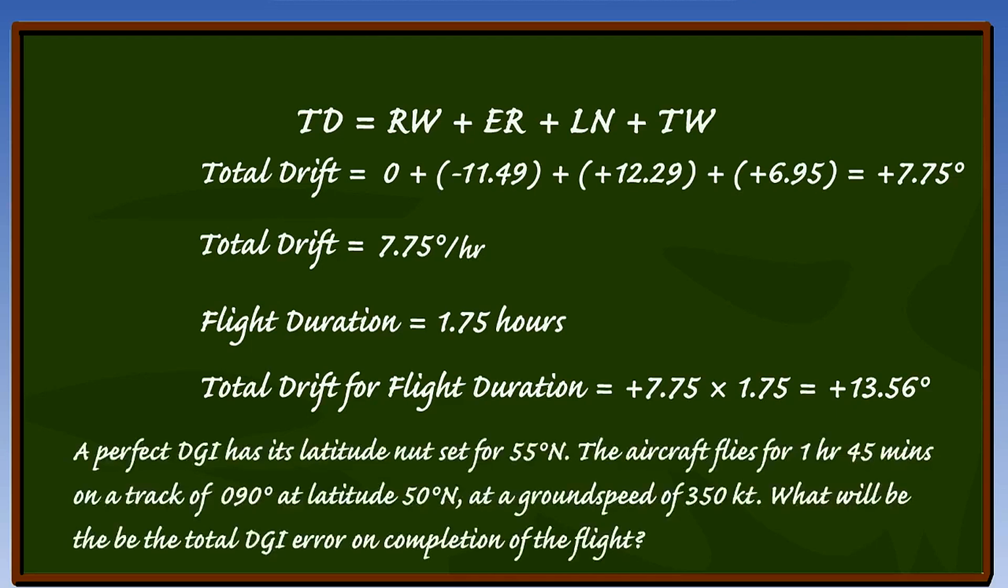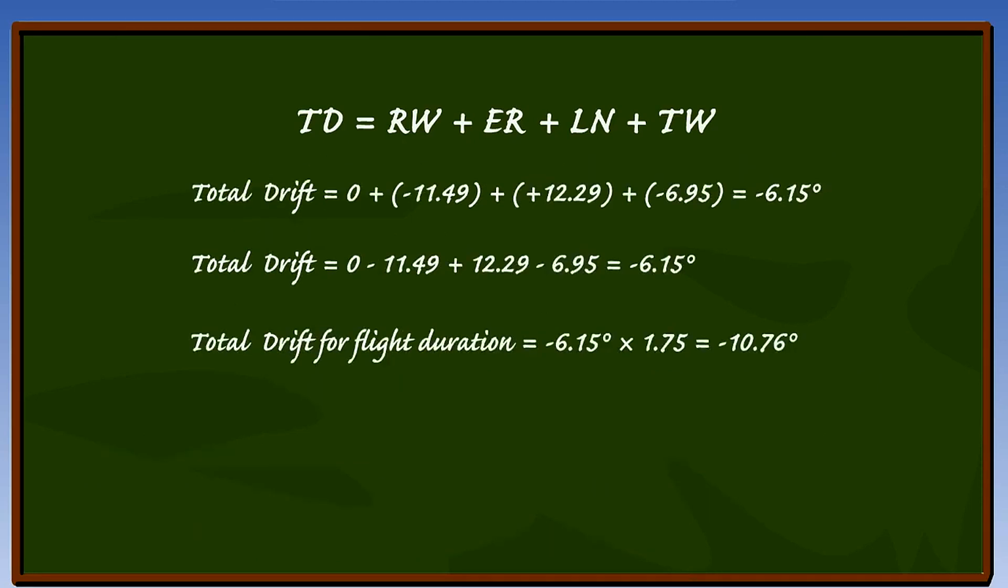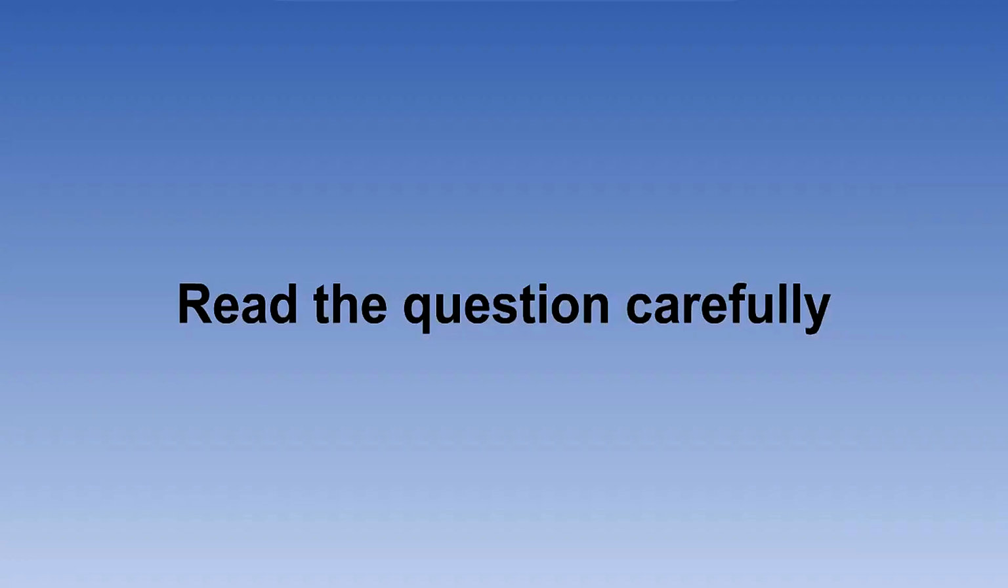Work through the example again using the same information, but this time put in an easterly track of 090 degrees to appreciate the difference this will make to the total drift experienced over the same period of time. You should have the total drift experienced over the duration of the flight as minus 10.76 degrees. Note that answers to questions of this kind usually involve just variations of this procedure. Calculations are straightforward. Remember, the golden rule is to read the question. This concludes the lessons on the DGI.